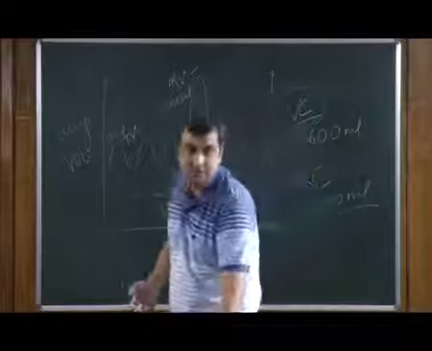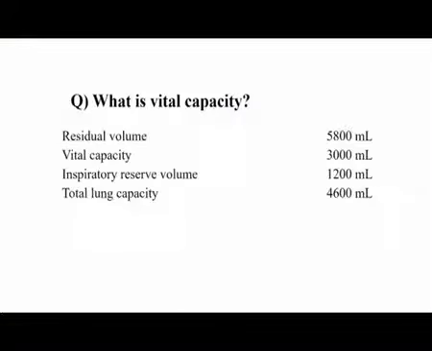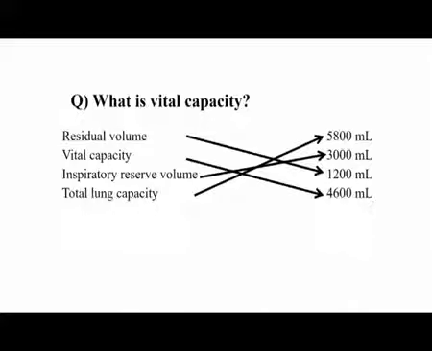One such example I just quoted here in the slide: suppose we have residual volume, vital capacity, inspiratory reserve volume, and total lung capacity in one panel, and then you have different volumes in the other panel. One can nicely give the combination that the residual volume is approximately 1200 ml. That's what we discussed. Vital capacity is approximately 4600. Inspiratory reserve volume is approximately 3000, that is above the normal tidal volume, and then total lung capacity is approximately 5800 ml.